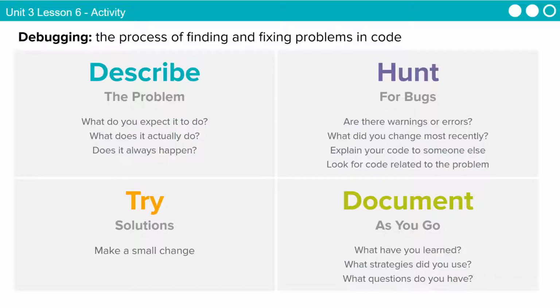All right, and then you're going to look for code relating to the problem. So if I know that one of my set properties isn't setting the property, right, I want to find that line of code and see what the issue there might be. All right, then we are going to try solutions.